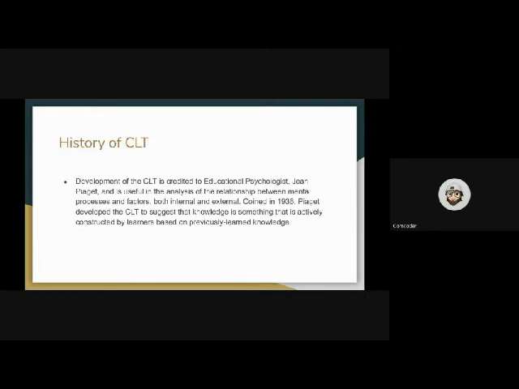History of cognitive learning theory. The development of the CLT is credited to educational psychologist Jean Piaget and is useful in the analysis of the relationship between mental processes and factors, both internal and external. Coined in 1936, Piaget developed the CLT to suggest that knowledge is something that is actively constructed by learners based on previously learned knowledge.